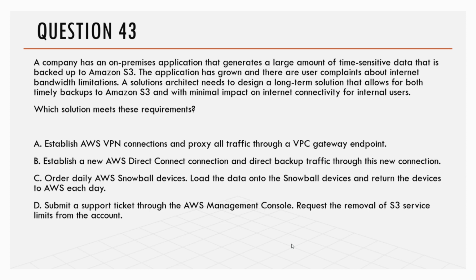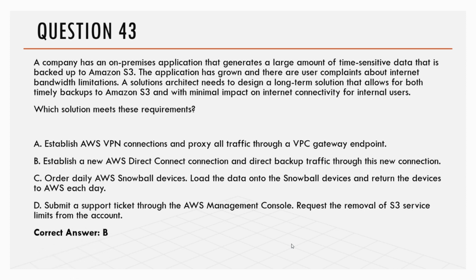And the options are: A, establish AWS VPN connections and proxy all traffic through a VPC gateway endpoint. Option B, establish a new AWS Direct Connect connection and direct backup traffic through this new connection. Option C, order daily AWS Snowball devices. Load the data onto Snowball devices and return the devices to AWS each day. Option D, submit a support ticket through the AWS Management Console. Request the removal of S3 service from the account.